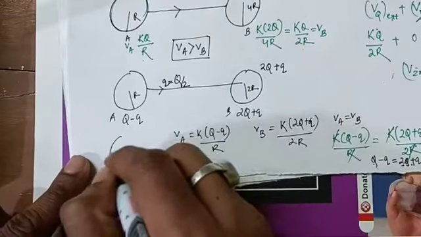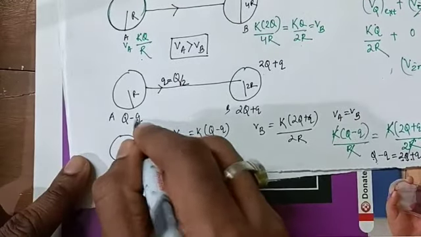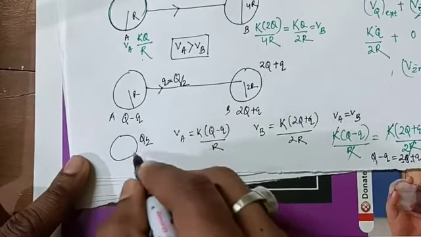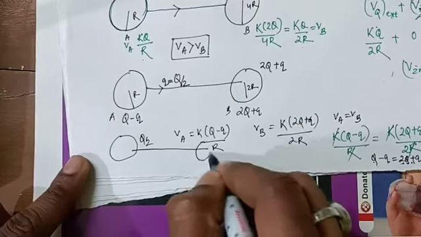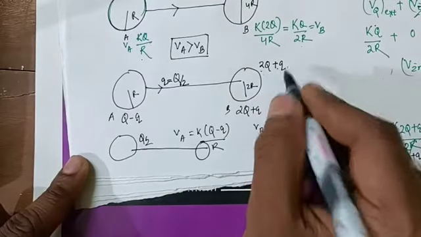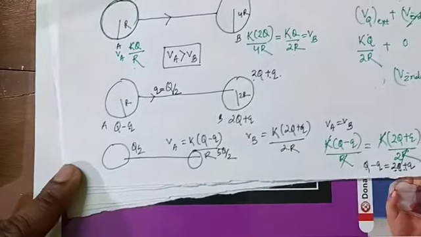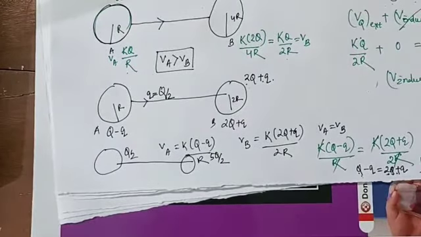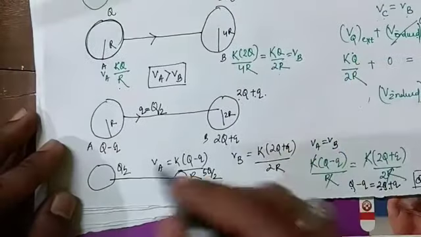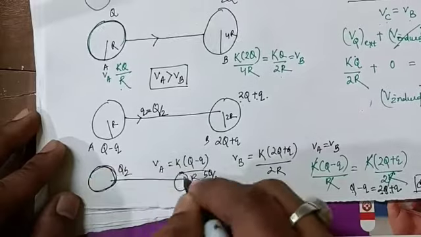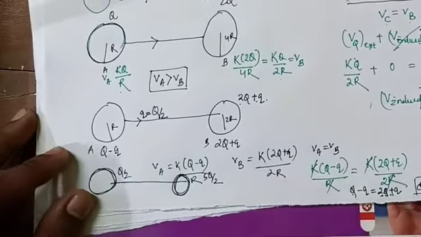So what is the final charge? Q minus Q by 2, this is Q by 2. And what is the charge on this conductor? The charge on this conductor is 2Q plus Q by 2, this is 5Q by 2. I hope this scenario is pretty clear. So the final charge on this conductor one can easily predict: this is Q by 2 and this is 5Q by 2. I hope this scenario is pretty clear to everyone.